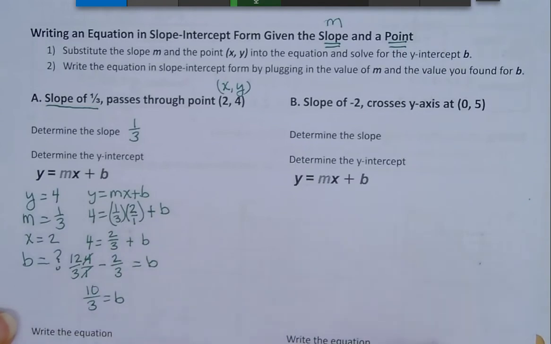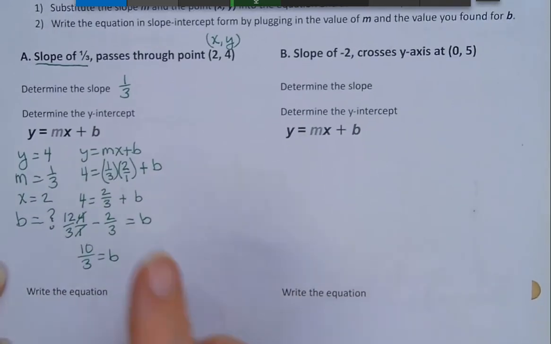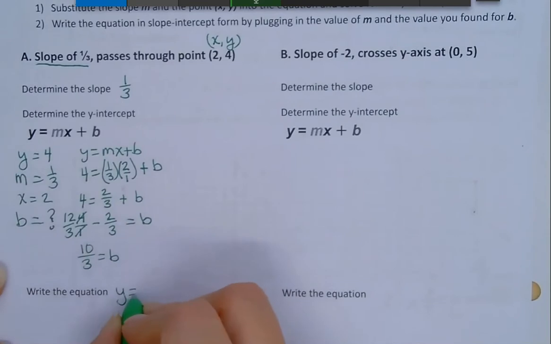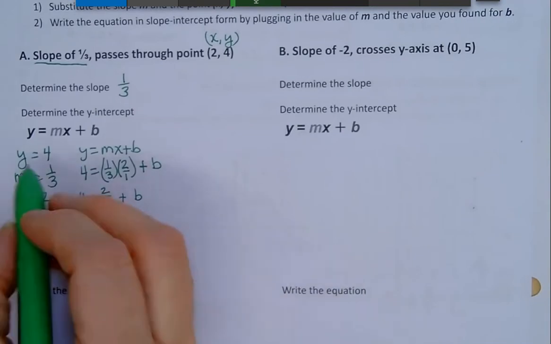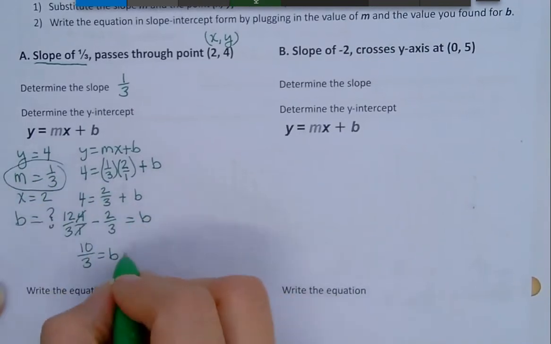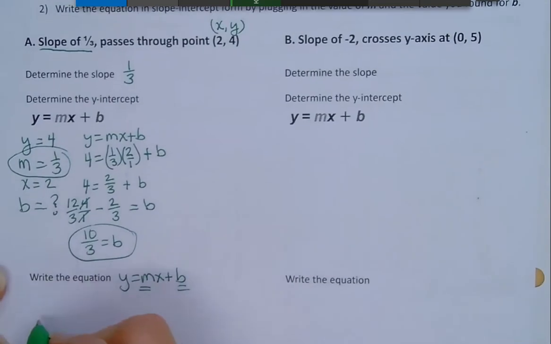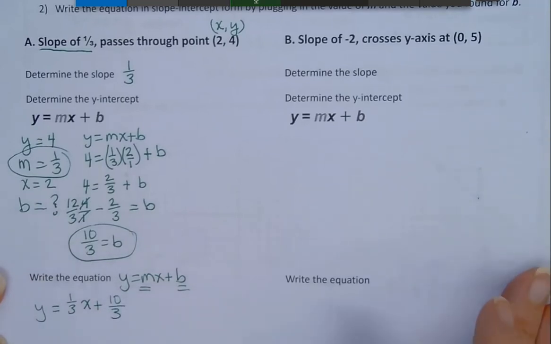All right, so I need to write the equation. I am almost there. In order to write the equation in y equals mx plus b format, I just need m and b, right? And I have m because they gave it to me, and I just figured out b. So I'm going to write y equals 1/3 x plus 10/3. Awesome.